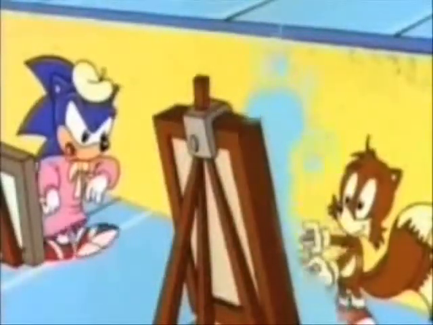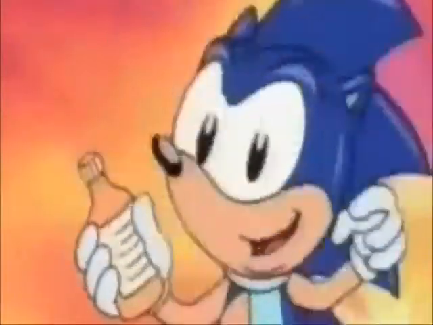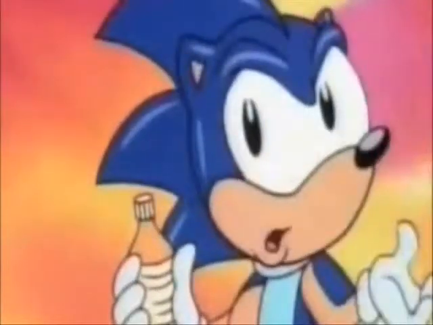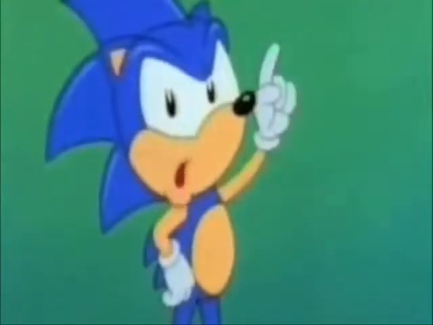You're going to end up with cosine 2x minus 1/2 plus sine squared x plus square root of 3 plus 1/2 divided by cosine x equals secant of x plus 2 on the restricted domain of negative 4 pi to 0. Wait a second. You have negative 1/2 and a positive 1/2. Same thing as 1 minus 1, right? It's equal to 0, so you're left with cosine squared x plus sine squared x plus square root of 3 divided by cosine x equals secant of x plus 2 on the restricted domain of negative 4 pi to 0.